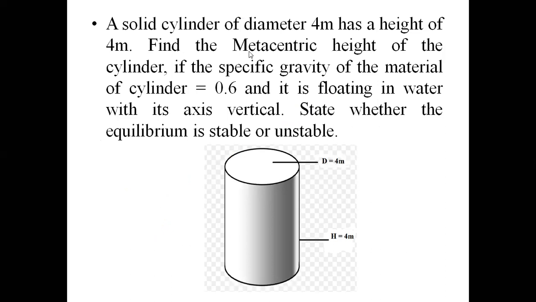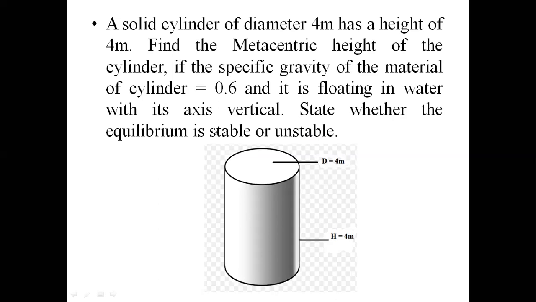It says a solid cylinder of diameter 4 meter and height 4 meter. As you can see in this diagram, the diameter of this solid cylinder is 4 meter. The height of the solid cylinder is 4 meter. Find the metacentric height of the cylinder if the specific gravity of the material of the cylinder is 0.6 and it is floating in water with its axis vertical. As you see in this diagram, it will be immersed like this inside the water surface. State whether the equilibrium is stable or unstable.